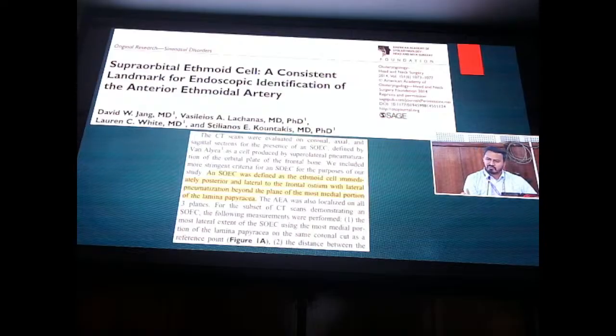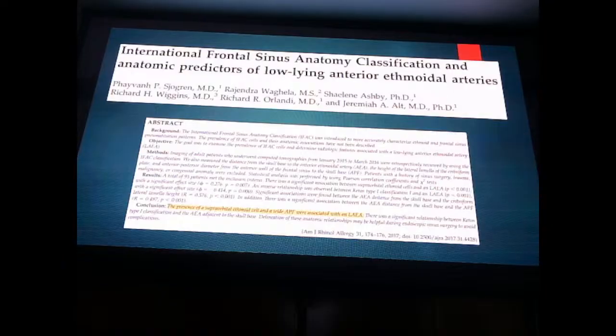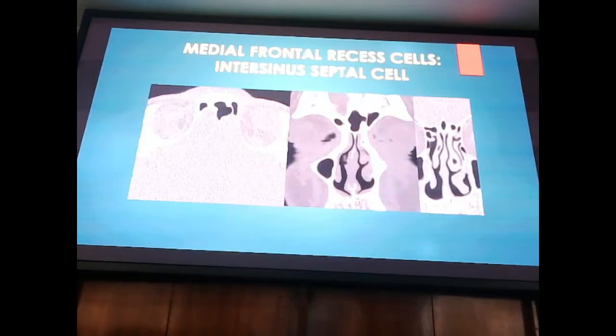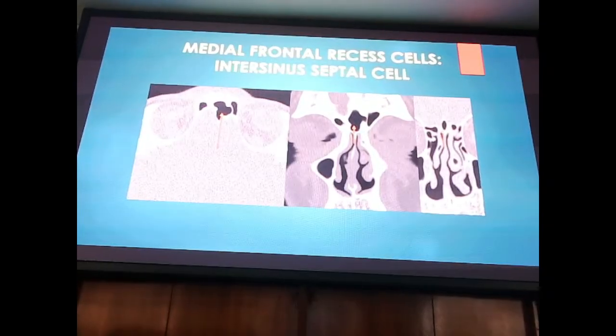Okay, and this has been proven in hundreds of papers. It is not one paper. Multiple papers have proven that whenever there is a supraorbital ethmoidal cell, the anterior ethmoid artery almost always will be in a mesentery. So that is something that you have to pay attention to. There have been documentations of supraorbital ethmoidal cells going as far lateral as the zygoma also. So be very careful when you are dealing with a supraorbital ethmoidal cell, especially if you develop a tumor in such a cell, it will make life very miserable for you. You have to do a very extended approach.